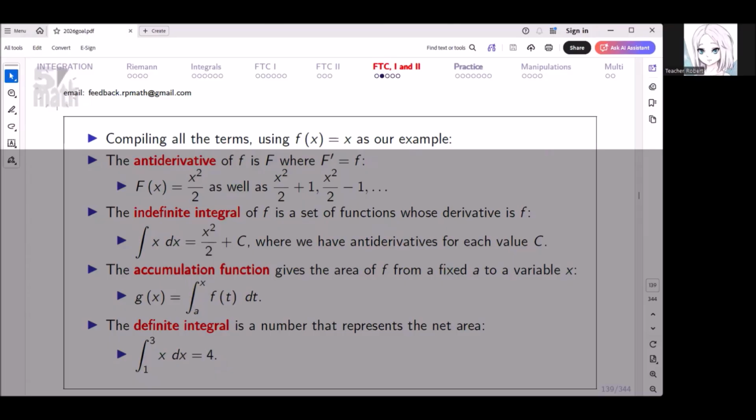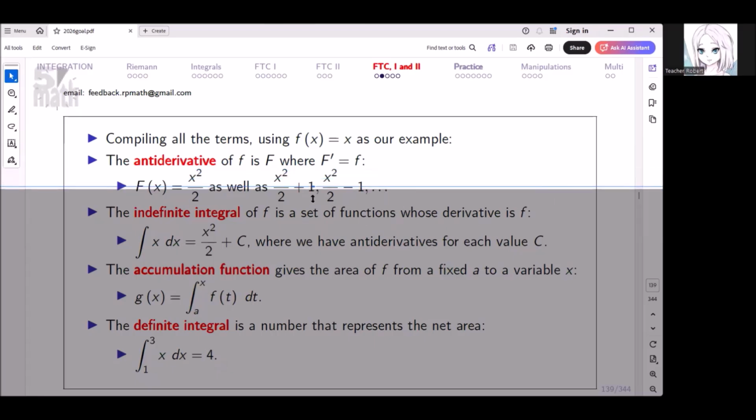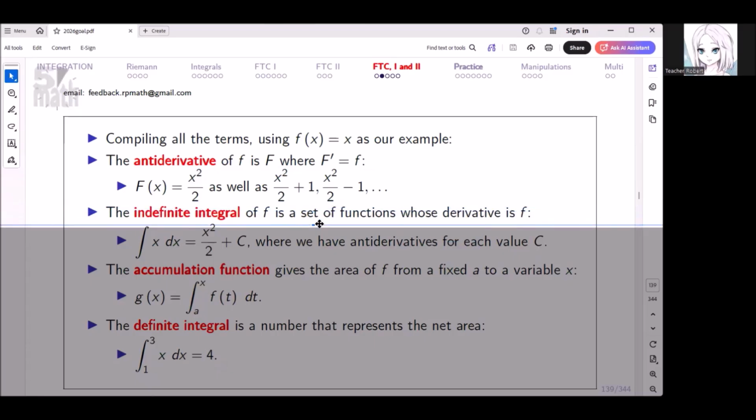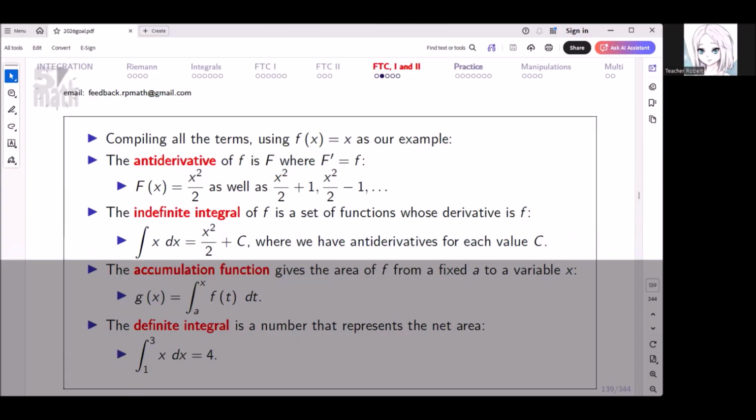Compiling all the terms, using f of x equals x as our example, the antiderivative of little f is big F, where big F prime equals little f. Big F of x equals x squared over 2, as well as x squared over 2 plus 1, x squared over 2 minus 1, and so on. The indefinite integral of little f is a set of functions whose derivative is little f. Integral x dx equals x squared over 2 plus c, where we have antiderivatives for each value c.